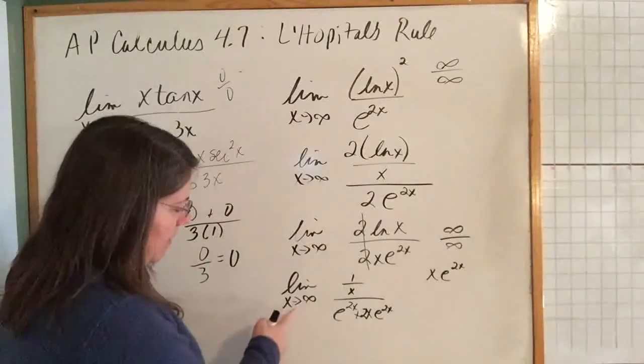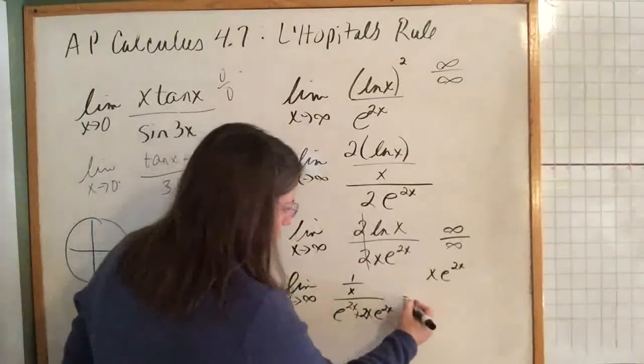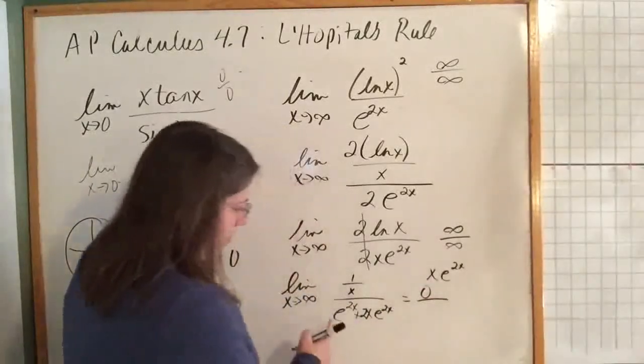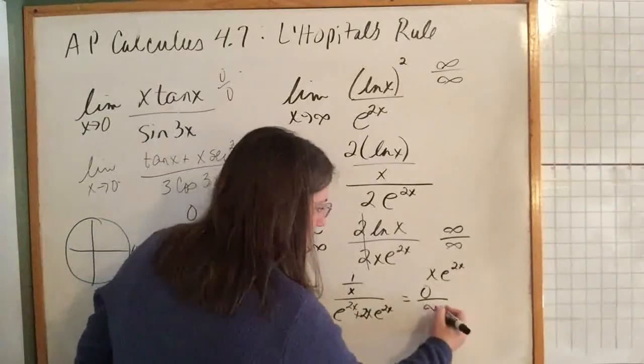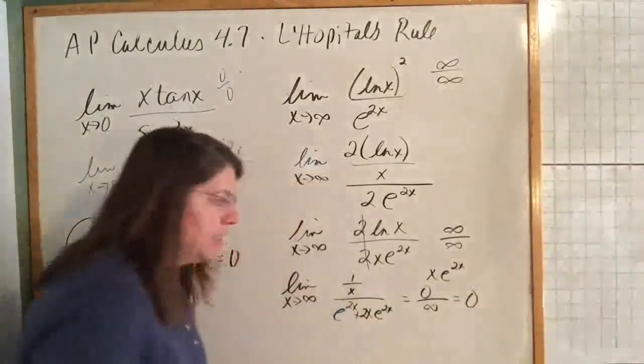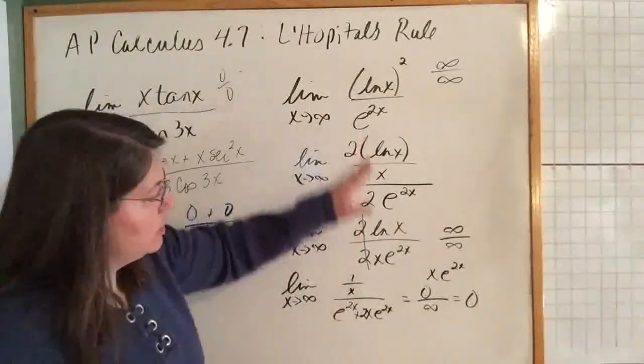And now if I plug infinity in, on the top I would get 0. On the bottom, I get infinity plus infinity, which is infinity, which will leave me with a limit of 0. So L'Hopital's rule works there. I just had to use it twice.